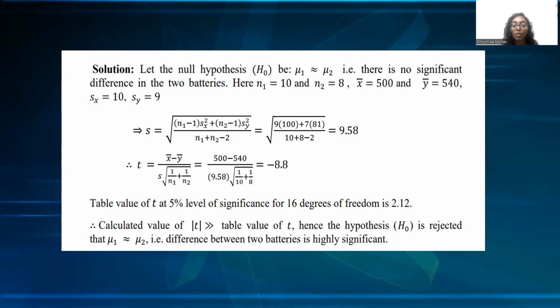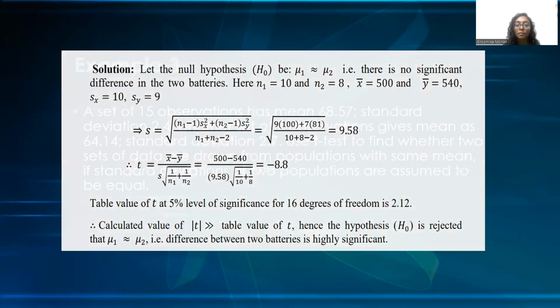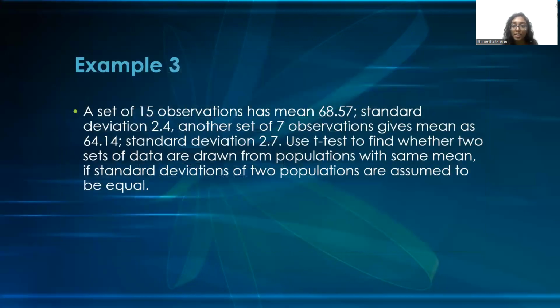Therefore, calculated value of absolute t is very much greater than the table value of t. Hence, the hypothesis H0 is rejected, that mu1 is not similar to mu2. That is, difference between two batteries is highly significant. Now let's discuss another example, that is example 3.